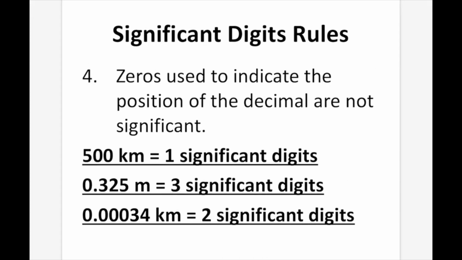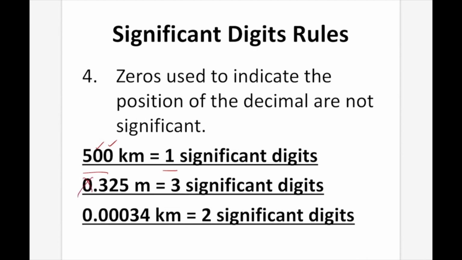Number four, zeros used to indicate the position of the decimal are not significant. 500 only has 1 sig dig. These two zeros here are not considered to be measured. If they were, we would put a decimal to the right of the last zero. Since we don't, they're just there as placeholders so that the number is 500 and not 5.